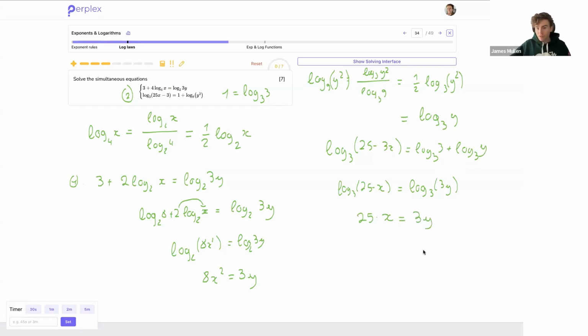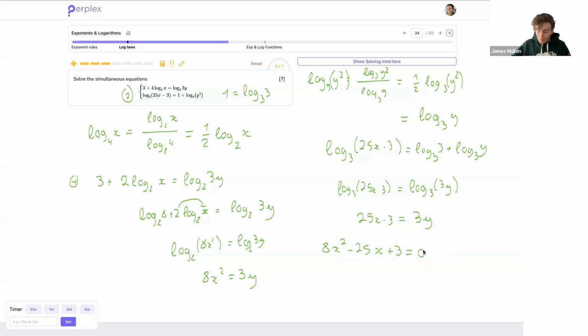And now I have two equations for 3y. I have 25 minus x is equal to 3y, and 8x squared is equal to 3y. So I can equate those two, and that's going to give me the quadratic 8x squared. And sorry, I don't know why I wrote this; it is not 25 minus 3x, it's 25x minus 3. I need to correct those. So that's going to be 8x squared minus 25x plus 3 is equal to 0 if I combine the two equations that I have.